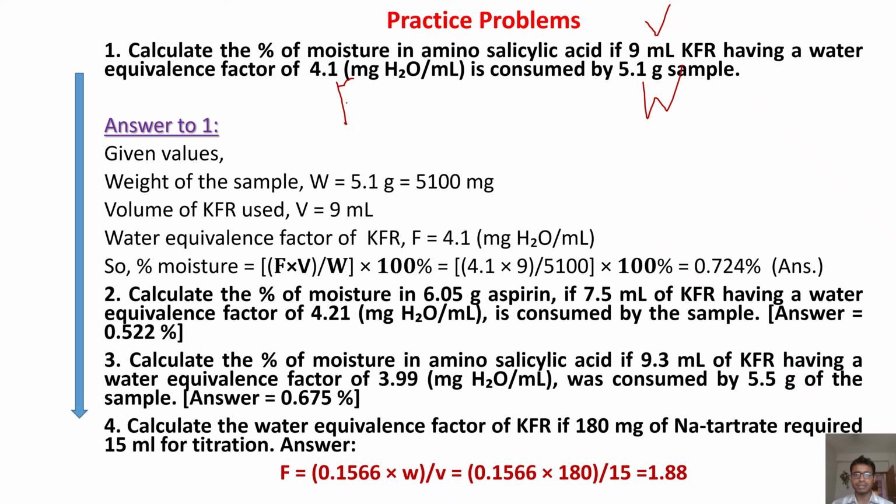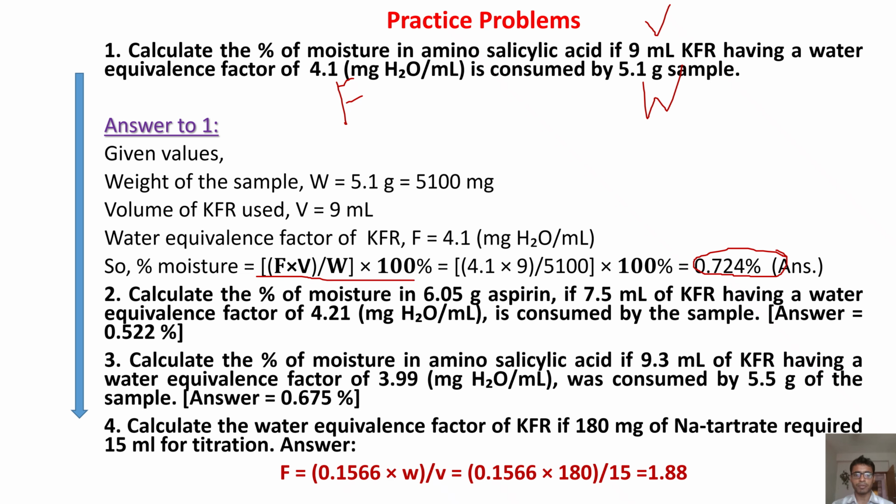I think you can now easily determine the water content, because we know water content is F into V divided by W into 100. Just put the values and you get the result. You can see the water content is around 0.7%. Usually your value will come out like 1%, 2%, 0.5%. If in any answer you have water content like 90%, that means it's impossible. Water content of 120% is impossible. Just see the usual values of these maths.